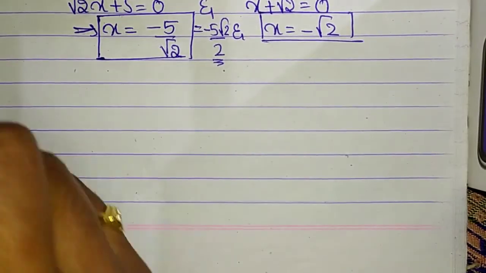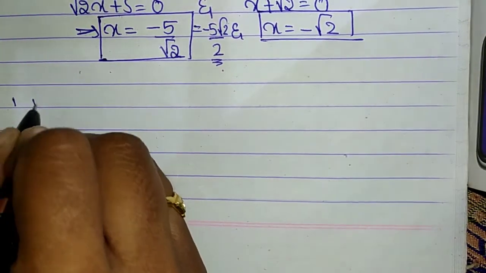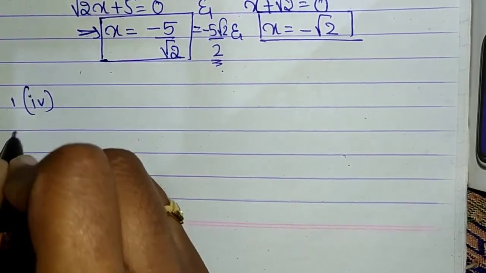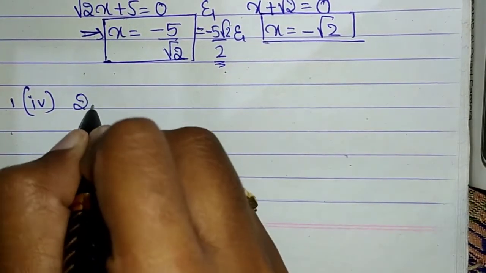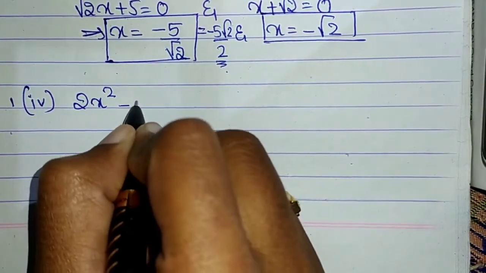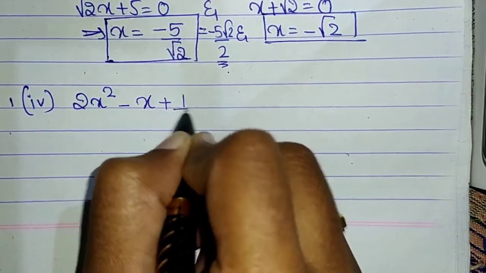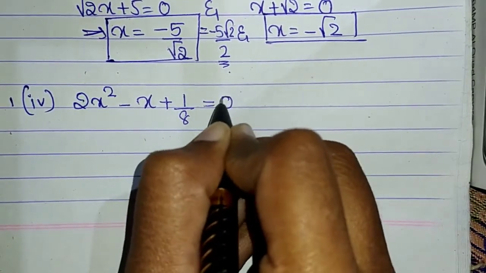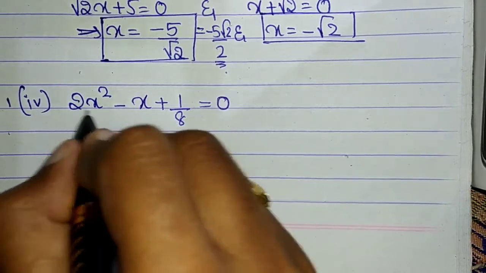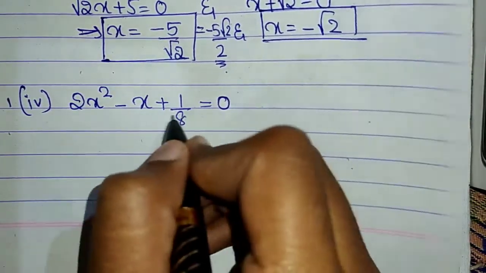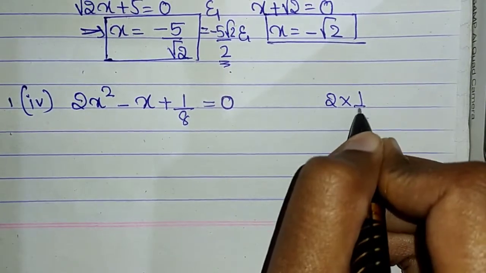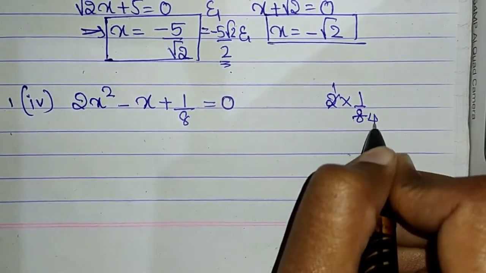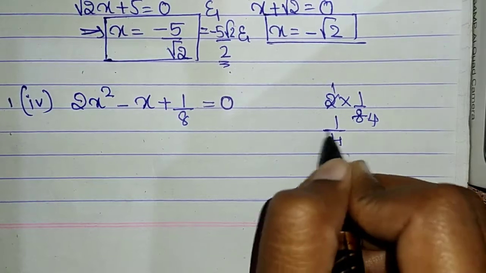And the next equation which we have is equation 4, that is 2x square minus x plus 1 by 8 is equal to 0. So first let us multiply a and c. First multiply the first and third terms. So 2 into 1 by 8. 2 ones are 2, 2 fours are 8, so 1 by 4 is our number.